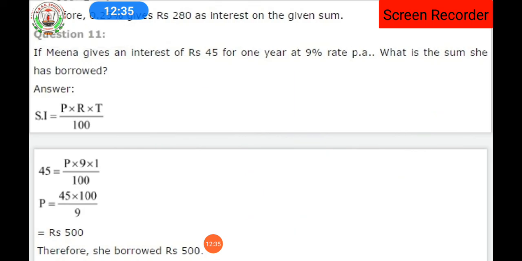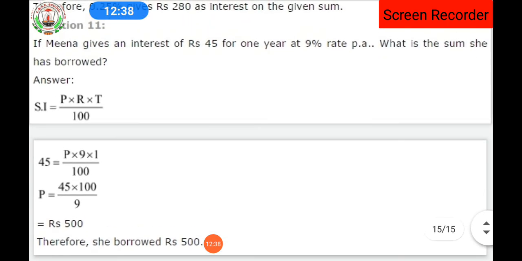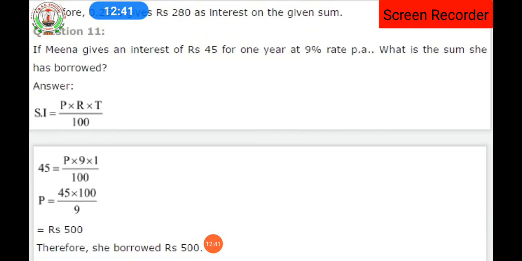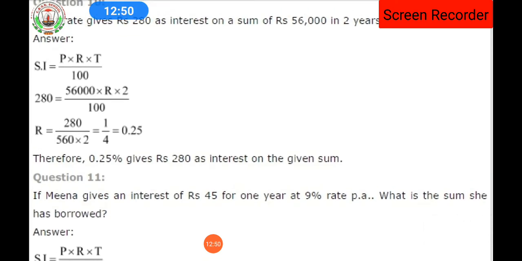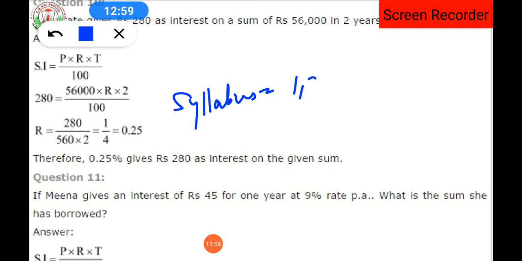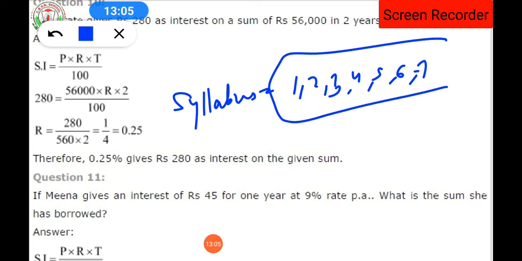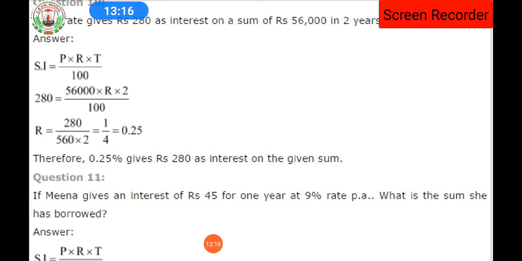So dear student, here our explanation of chapter number 8, comparing quantity, is over. So one more thing I like to tell you, chapter number 8 comparing quantity will not come in your exam. आपका चैप्टर नंबर 8 एग्ज़ाम में नहीं आएगा. ओके, सिलेबस फॉर योर मिड टर्म एग्ज़ाम विल बी चैप्टर 1, 2, 3, 4, 5, 6, 7. This is the syllabus for your mid-term exam. Chapter number 8, comparing quantity, will not come in your exam. Clear everyone? So here the explanation of chapter number 8 is over.